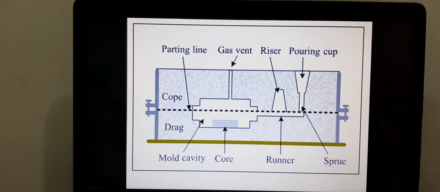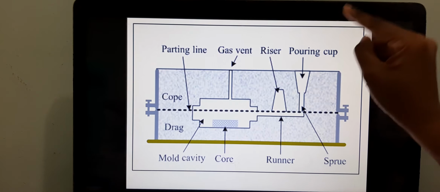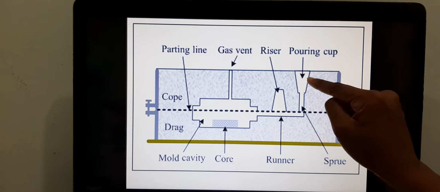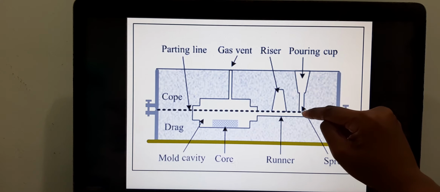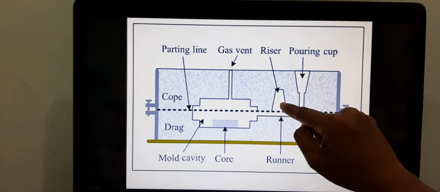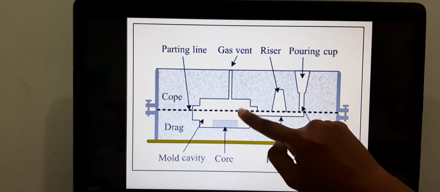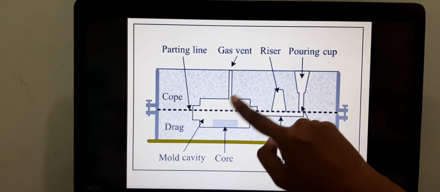What's the function of the riser? The riser is to compensate for shrinkage. What do I mean? When liquid metal comes in, how does it come in? It comes in through the pouring cup. So use the ladle and pour the liquid metal through the pouring cup. It flows down and fills up the riser, and it will flow and fill up the cavity. But by this point in time, you've already removed the pattern, so you're left with the empty cavity.